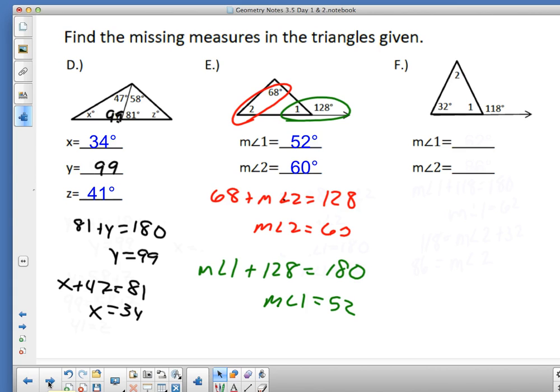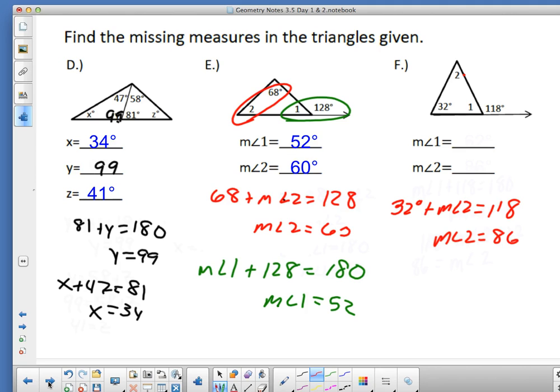My last two, as I'm looking at 32 plus 2, this is angle 2, not 2 degrees. So 32 degrees plus the measure of angle 2 is equal to 118. So I subtract my 32. And 118 minus 32, what is that? 12 gives me a 6. So 30 more. What is that? 76? 86? 86, yeah. 86.